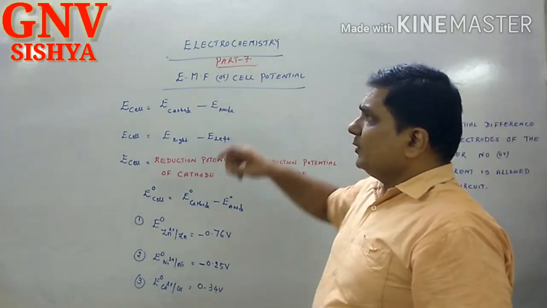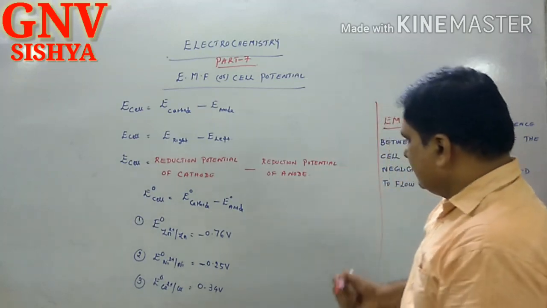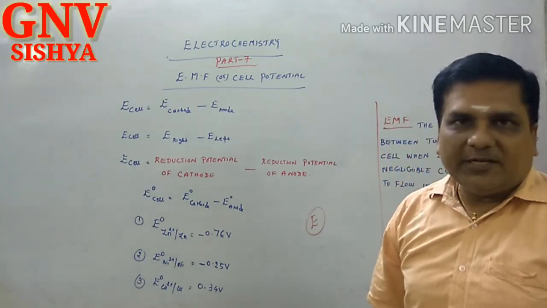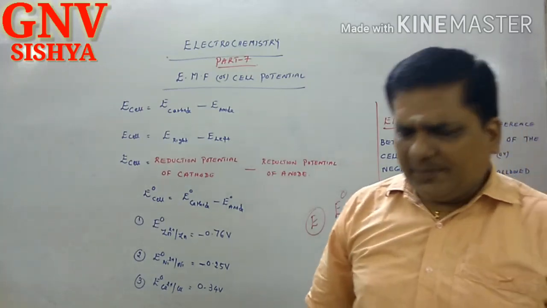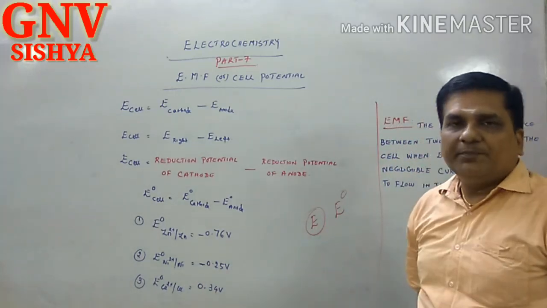This EMF or cell potential is given by the symbol E. So this is the E. E refers to EMF or cell potential, and we have one more term called E naught. Some people call it E star. This is standard EMF, and E is ordinary EMF.